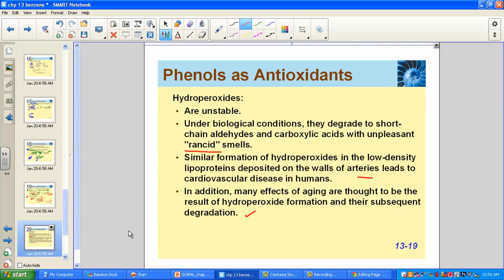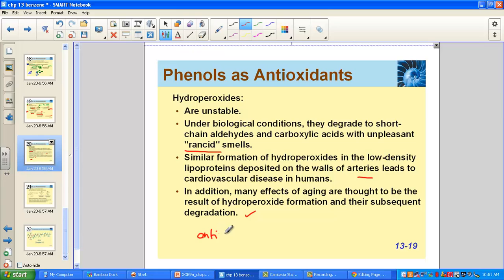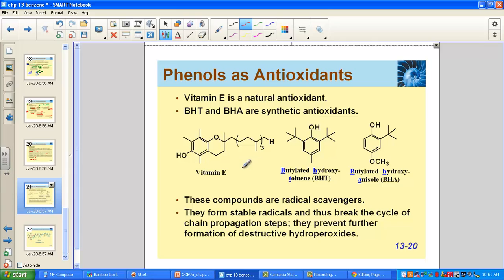We look for natural molecules that help with this process called antioxidants. Antioxidants. We want to prevent this very reaction from happening. If we can prevent this propagation with an antioxidant, we can prevent the formation of plaque in our artery walls and so forth. One of the most common antioxidants is vitamin E. Take a look at its structure. Here's a second example called butylated hydroxytoluene, BHT. And butylated hydroxyanisole are known as BHA.